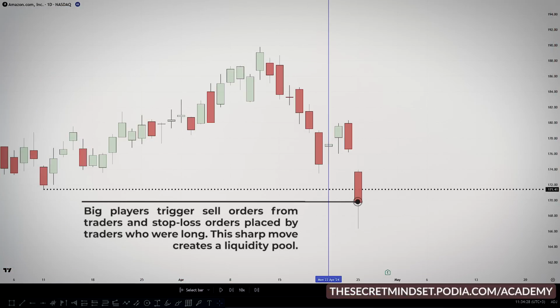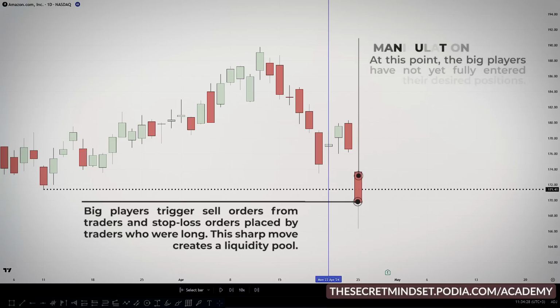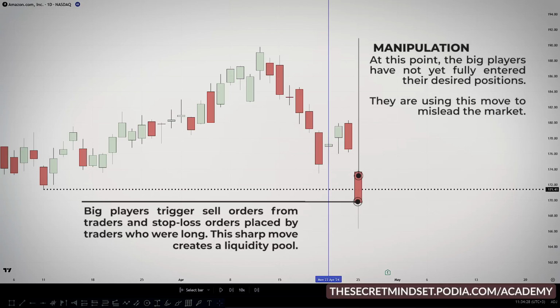By creating this sharp move, they trigger sell orders from traders, and more importantly, stop-loss orders placed by traders who are long. This sharp move creates a liquidity pool. The traders who enter the market after seeing the sharp move are providing liquidity for the big players to execute their trades. At this point, the big players have not yet fully entered their desired positions. They are using this move to mislead the market, making other traders believe that the price will continue in the direction of the sharp move.